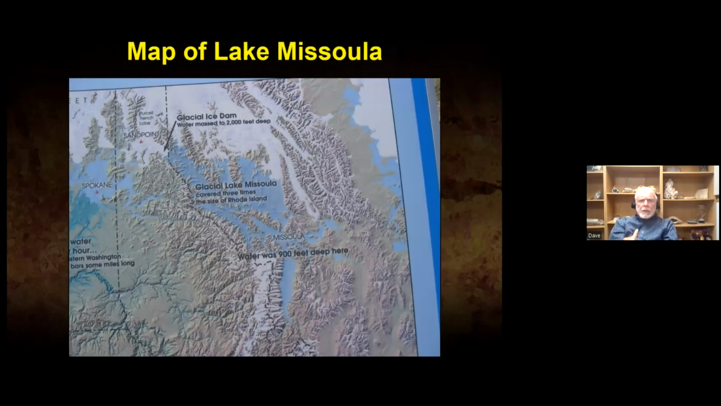And then there was another one, Glacial Lake Columbia. And then this one is called Missoula Lake. And one of the bigger ones would have held about 500 cubic miles of water. But since ice is not a good thing to make a dam out of, it's going to break.